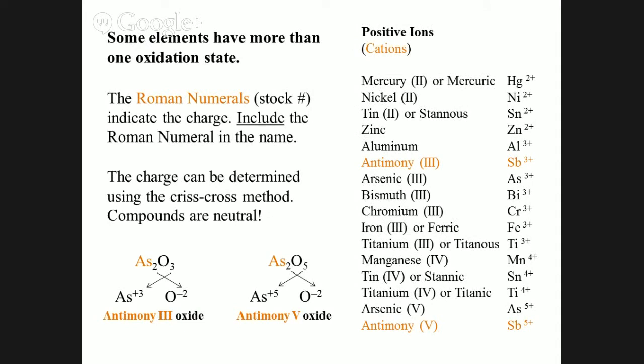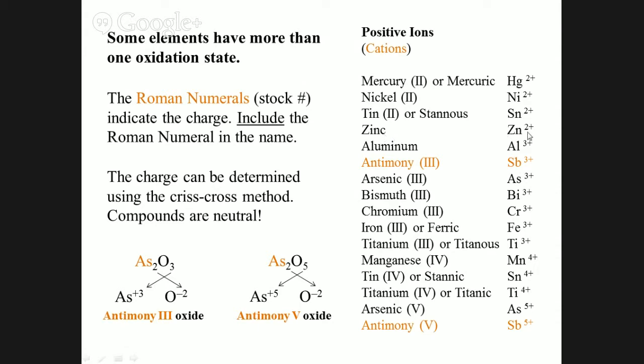Now, if you paid attention to the list, you will notice that some elements have more than one oxidation state. That means they could have more than one charge. For example, here on this part of the list, antimony can have a +3 charge or a +5 charge. Titanium has a +3 or a +4. Basically, we use Roman numerals to tell them apart. The Roman numeral matches the charge. So an antimony 3 has a +3 charge. An antimony 5 has a +5 charge.